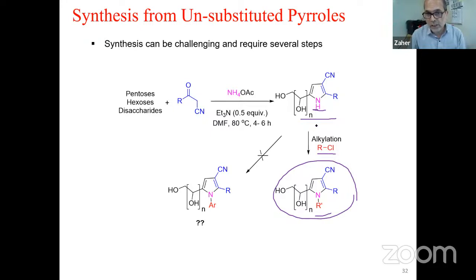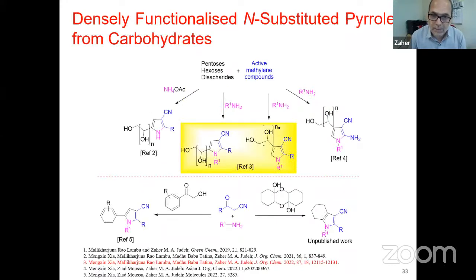So our previous lecture spoke about the preparation of unprotected nitrogen. Today, I'm going to talk to you about how we make these compounds in just one step. All right? So this is the summary of today's lecture. I'm going to take my carbohydrate, I'm going to take an active methylene compound, and I'm going to convert it to my targeted products here in the presence of these types of amine.